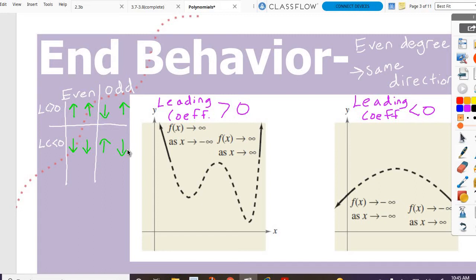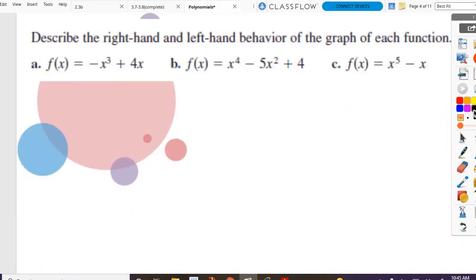Does that make sense? Now, like I said, that's kind of a cheat sheet as far as my arrows. However, if I ask you to state the end behavior, we need to use the correct notation. And so that's going to be the stuff with the infinities and the f of x's and x's. Okay, so let's look at an example with that.